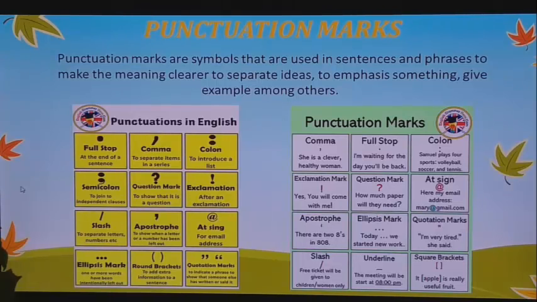These are the punctuation marks in English. The first one, full stop, that we use at the end of a sentence.